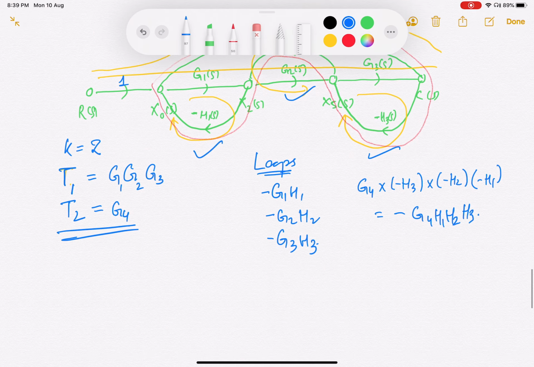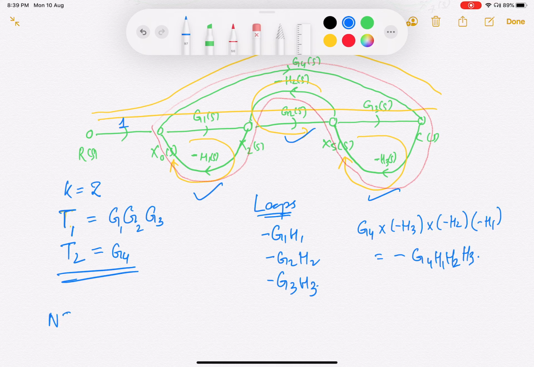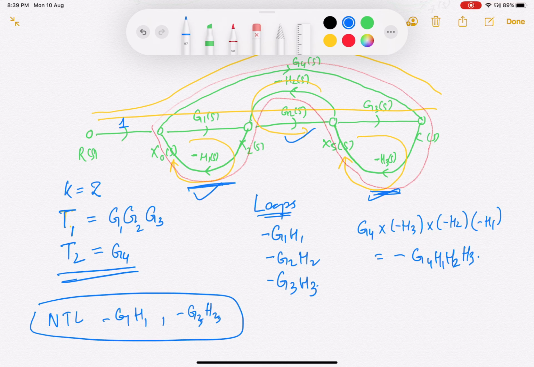Now what are the non-touching loops that you have? Any loops that are non-touching? Which pairs are non-touching? Minus G1 H1 and minus G3 H3 are non-touching. So these two loops, the small loop here and the small loop here, are non-touching. All the other loops are touching each other. The big loop is touching every other loop, and this G2 H2 is also touching. So you have only two non-touching loop pairs, right?